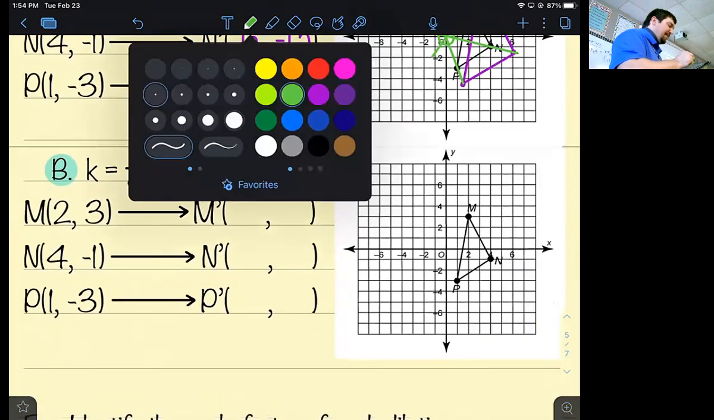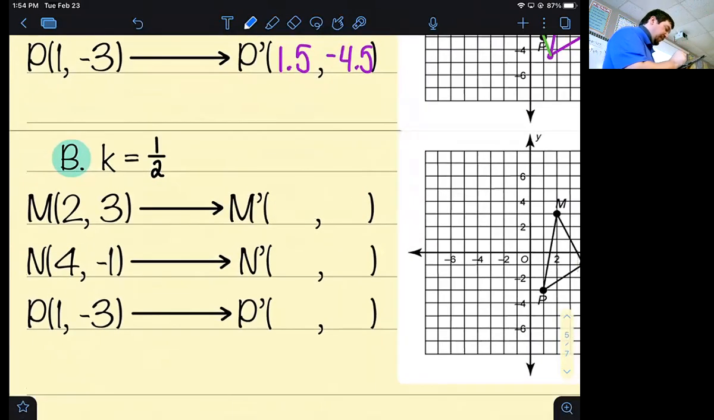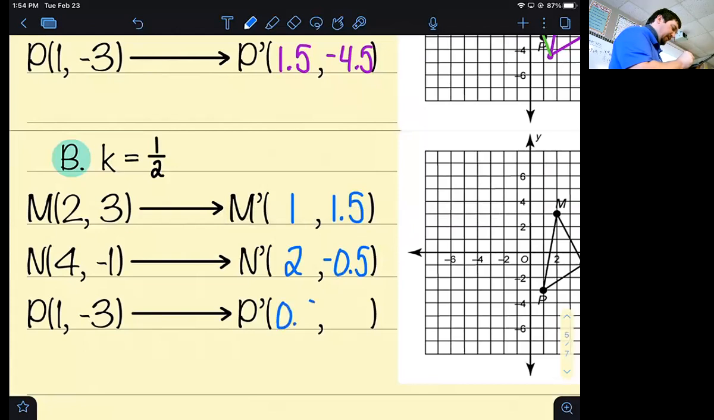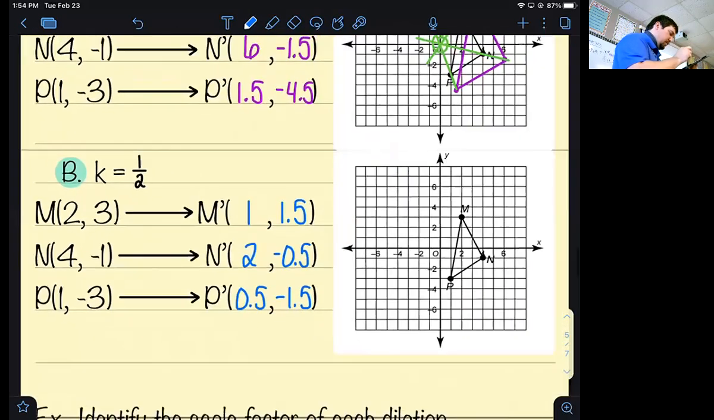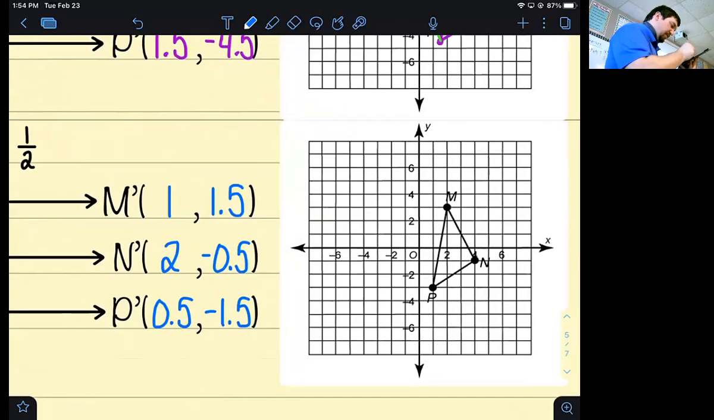If I multiply by half, is it going to reduce or enlarge it? Reduce it. Okay. Half of 2, half of 3, half of 4, half of -1. Half of 1, half of -3. Okay, good. So my new M prime is going to be at 1.5.